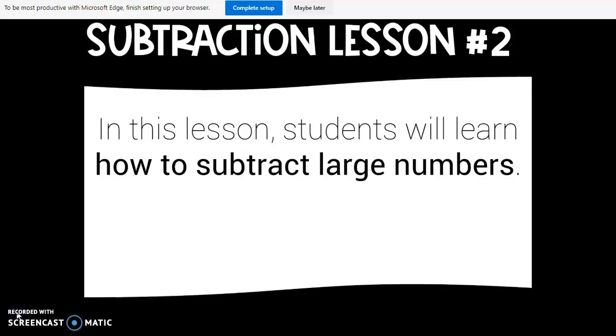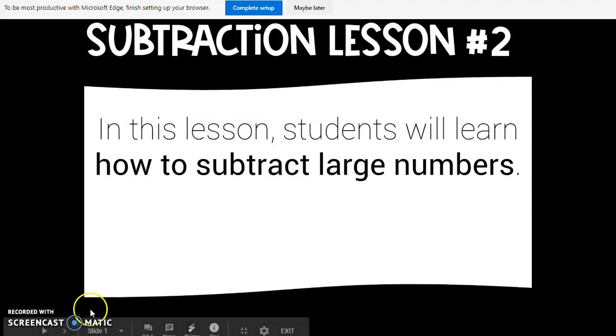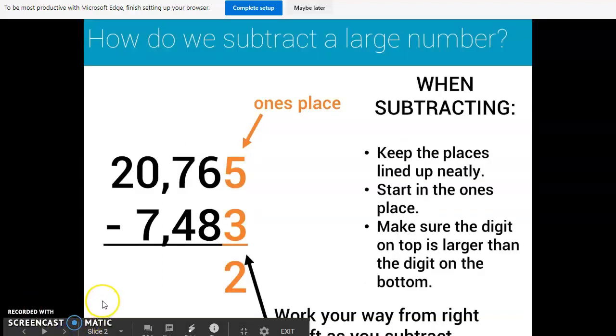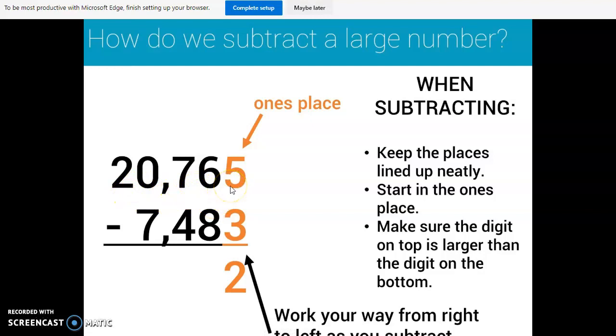So again, we will be learning how to subtract large numbers. In this next slide, I want you to write down the 2 numbers that you are going to be subtracting. The example that I want you to write down is right here, 20,765 minus 7,483. Now, when you are subtracting, you keep the place values neatly lined up. We have to subtract vertically. There is no more horizontal subtraction.